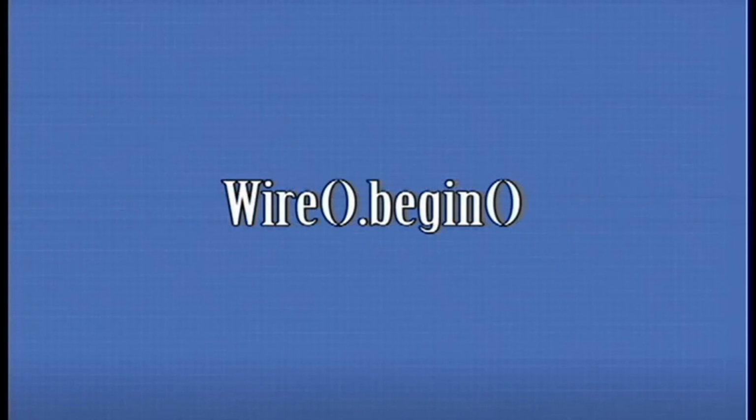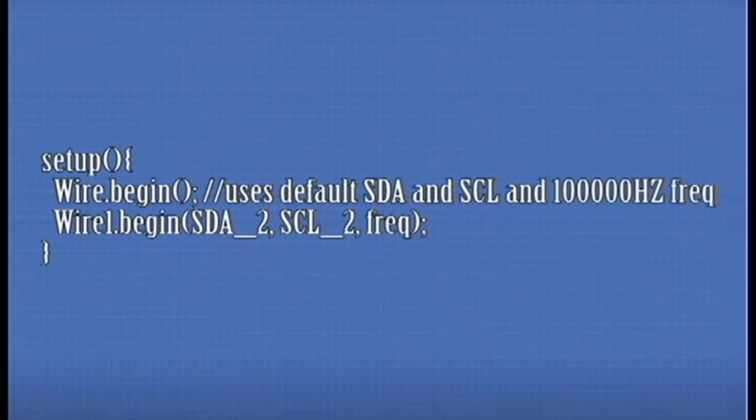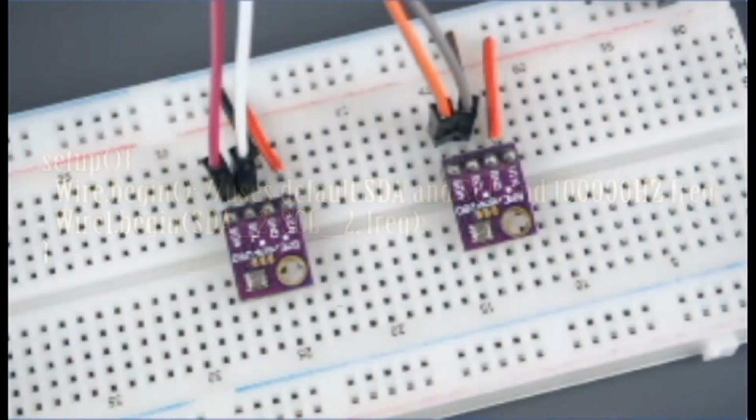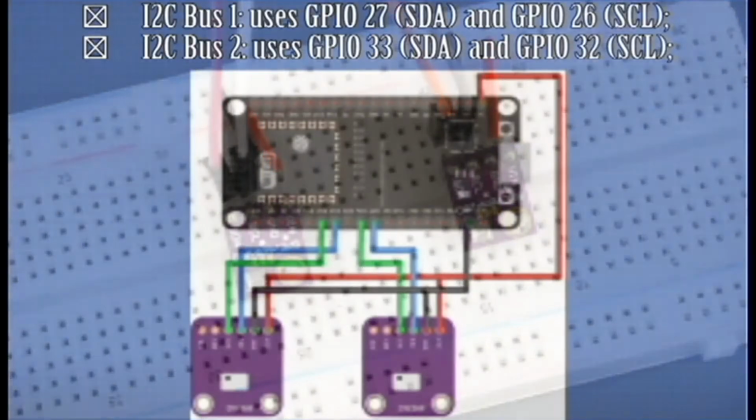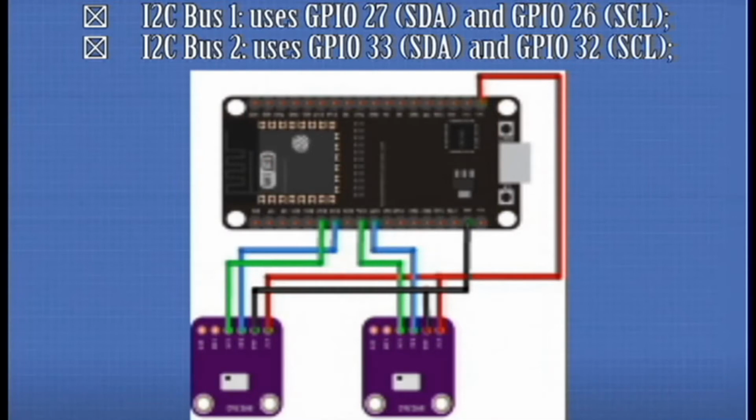Wire.begin creates an I2C communication on the first I2C bus using the default pins and default frequency. For the Wire1.begin you should pass your desired SDA and SCL pins as well as the frequency. This method allows you to use two I2C buses, one of them uses the default parameters. To better understand how this works, we'll take a look at a simple example that reads the temperature, humidity, and pressure from two BME280 sensors. Each sensor is connected to a different I2C bus. I2C bus 1 uses GPIO27 SDA and GPIO26 SCL, and I2C bus 2 uses GPIO33 SDA and GPIO32 SCL.